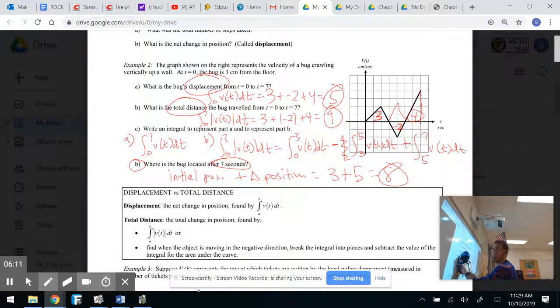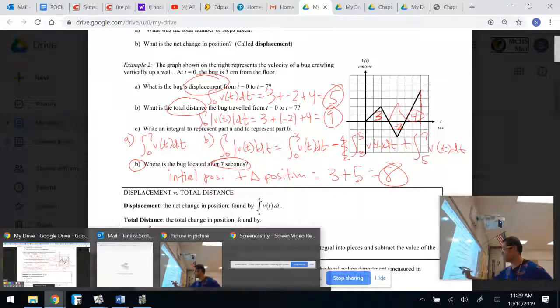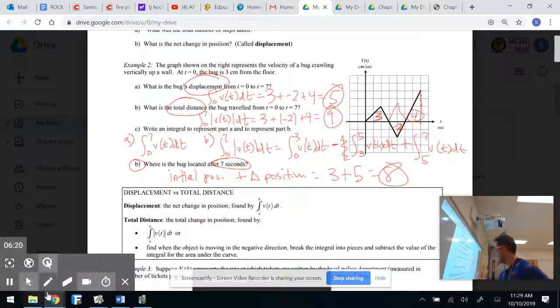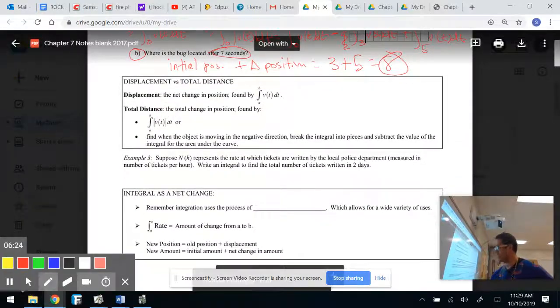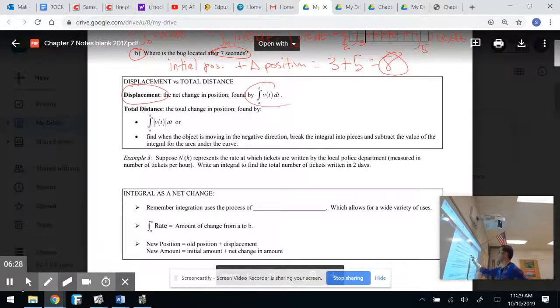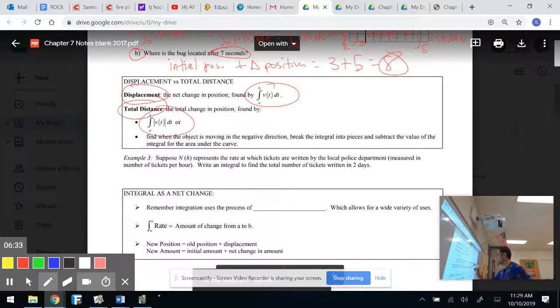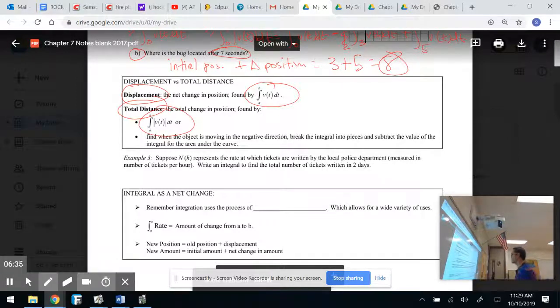Maybe he crawled up a little bit. Oh, snap, there's a fly on the wall. Come back down and then go right back up. Okay? Displacement versus total distance, right? It's a very important topic that we want to make sure we understand the difference about. We kind of just talked about it, but here we go. Let's go again. Displacement is the net change in position. Total distance is the total change in position. When the object is moving in a negative direction, break the integral into pieces, kind of like we did up there, and subtract the value of the integral of the area under the curve.